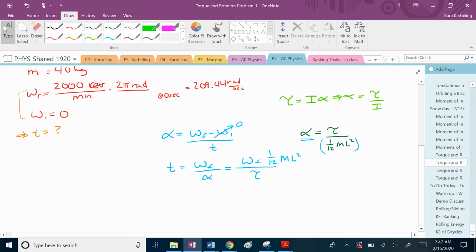Now I've got a whole bunch of stuff I know. All I need to do is plug it into my calculator. You go ahead and do that as well. When I plug that in, I got a time of 5.58 seconds. Hopefully that was helpful to walk through. And as I said on Friday, let me know if you have any questions as you're going.